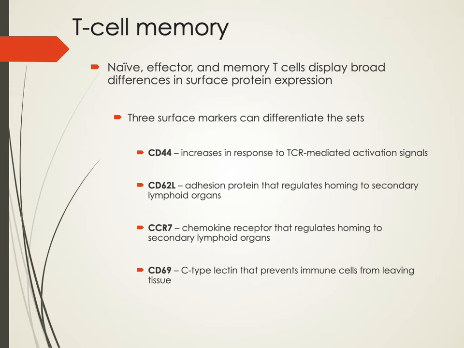Same thing, we have CCR7, which is a chemokine receptor, so again it allows the cell to home back to the secondary lymphoid organs after it's had a chance to go to the peripheral tissues. Okay, and then we have CD69. This is a C-type lectin, and it actually helps prevent the cell from leaving the tissue, so it will stay in that location.